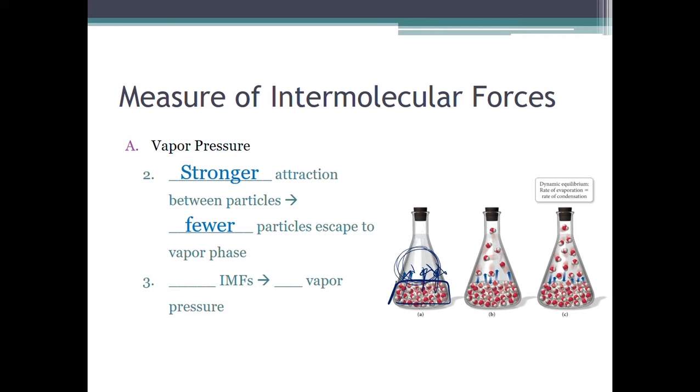So, putting this a little bit more succinctly, as you increase the strength of your IMFs, as you go from dispersion all the way to hydrogen bonding, as your intermolecular forces get stronger, your vapor pressure is going to decrease. More IMFs, harder to separate your molecules, less of them escape to the vapor phase, lower vapor pressure. That's the first way to measure your IMFs, with vapor pressure.